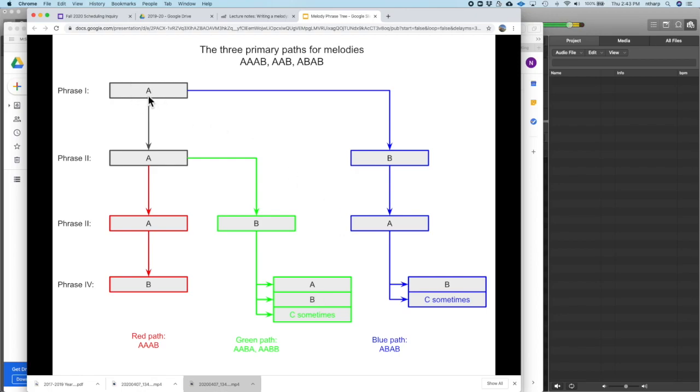So after you've created your first phrase, A, now the choice is, are you going to play A again, or are you going to play B? And when I say play A again, it might not be exactly. It might be A prime. It might be slightly different to get the notes to fit, or it might be exact.